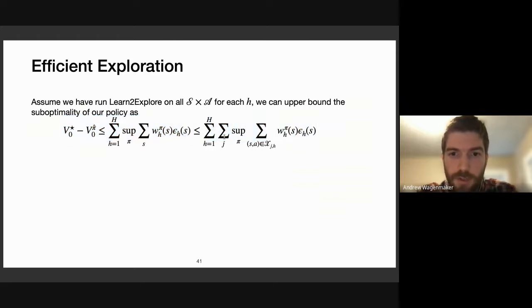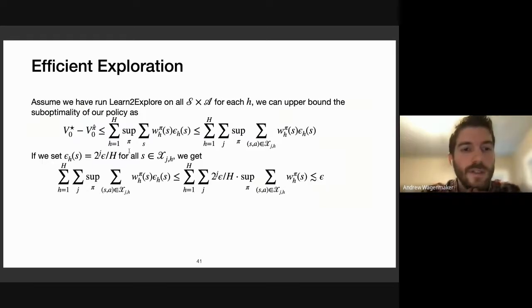So let's just sum over j. Xj is the partition generated by this learn to explore algorithm. And we'll just pull the sup inside that. Furthermore, let's assume that epsilon h of s, we set it to be the same thing for all s that are in a given partition. In particular, we'll set it equal to 2 to the j times epsilon divided by h. Now, if we do that, then epsilon h of s is the same, so we can pull it out. When we pull it out, we just get this 2 to the j times epsilon over h.